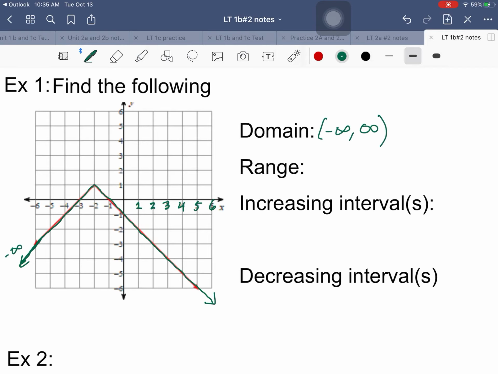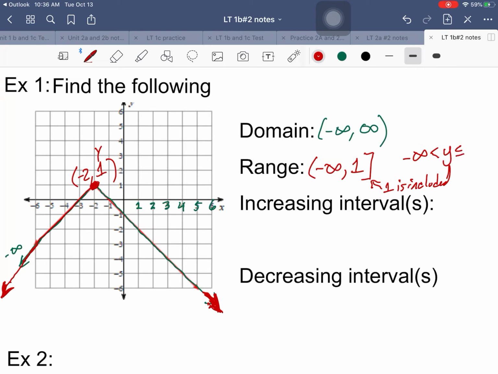The range, now let's look at range. Range is the lowest point of the graph. So the left arrow is going down forever. The right arrow is going down forever. So that's going to start at negative infinity. What's the highest y value? Well, here there actually is a top of the graph. The highest y value is at 1. So 1 is the actual highest y value, and there's an actual coordinate there, which is a closed point. Closed point we represent with this, which means that 1 is included. Or if you want to write it with inequalities, maybe negative infinity is less than y, is less than or equal to 1.